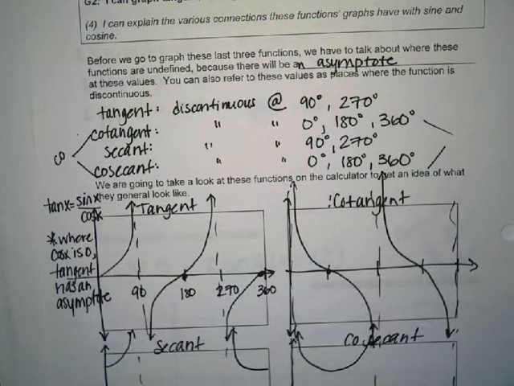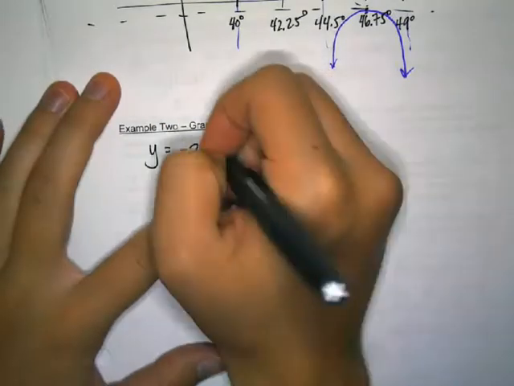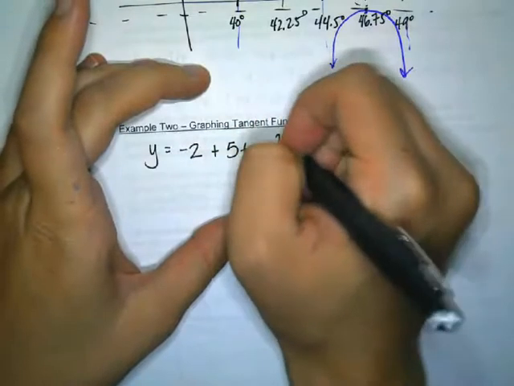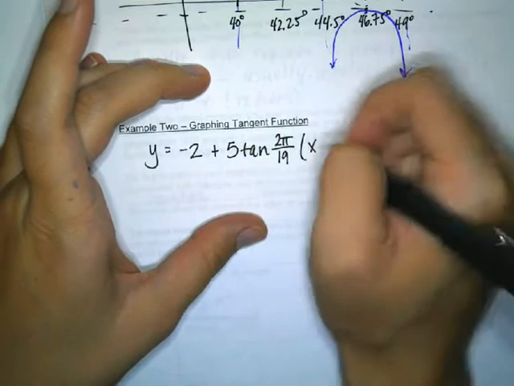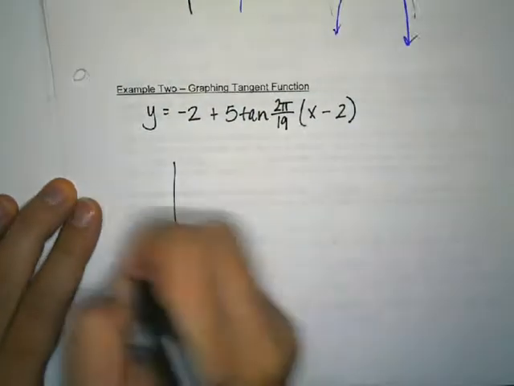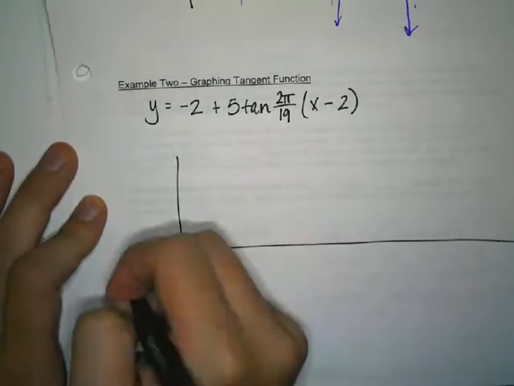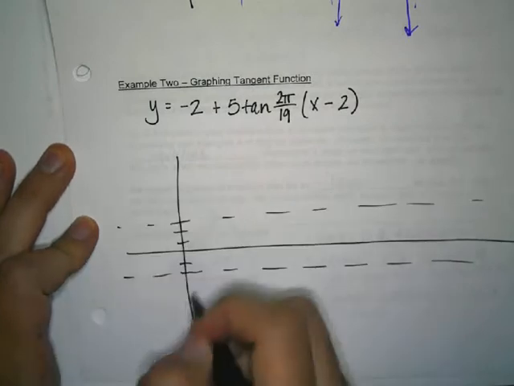Okay, so let's go ahead and graph one. I'm going to switch to radian measure here to graph tangent. Let's go 19 of x minus 2. Okay. So negative 2. 1, 2, 3, 4, 5. Upper bound, lower bound. 1, 2, 3, 4, 5.